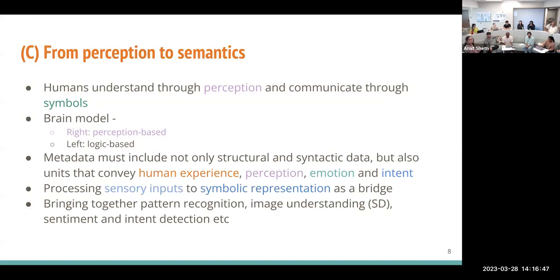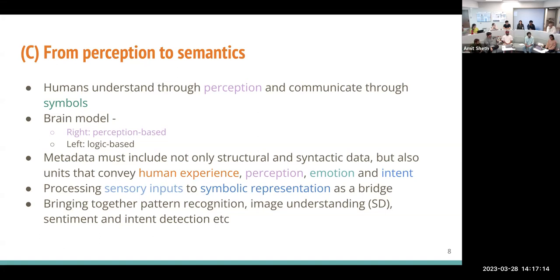Okay. So I'll just quickly go through this. In fact, I'm excited to talk about the example that we have. Now, as humans, we understand through perception and communicate through symbols or language. And to that effect, even our brain model consists of two hemispheres. And this we have extensively discussed in our class and meetings.